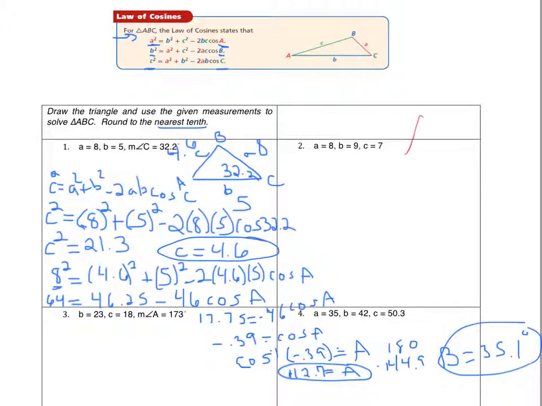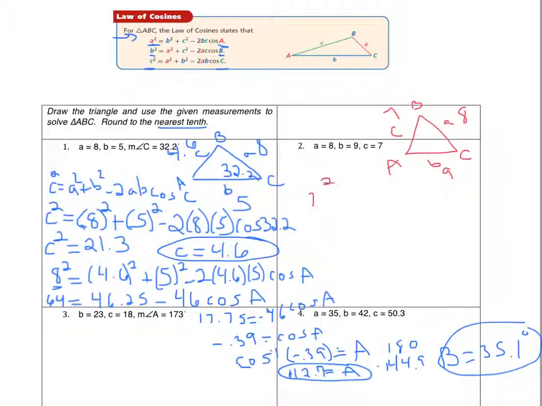In number 2, we have a triangle. We have A, B, C, and then across from A we have little a, little b, little c. And I know that a is 8, b is 9, and c is 7. So then I have to go and find one of the angles. So let's go ahead and use c squared.